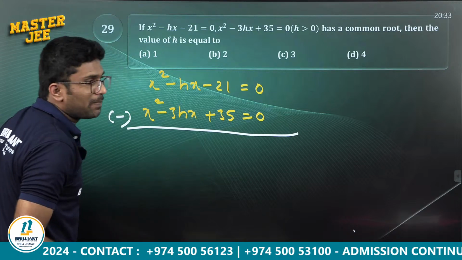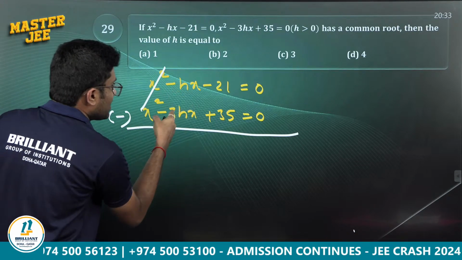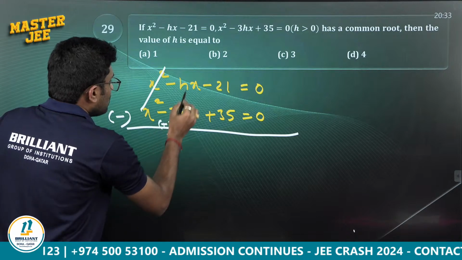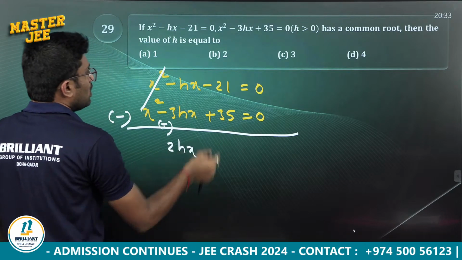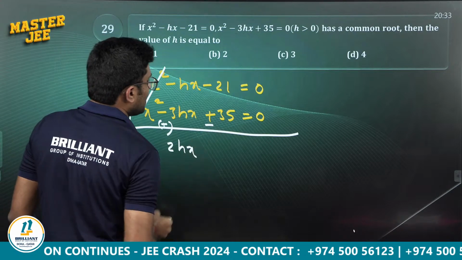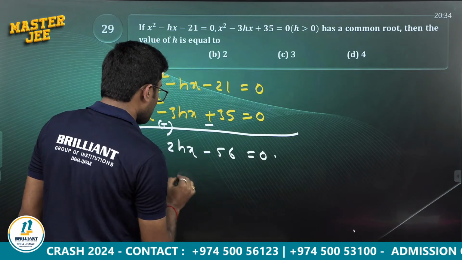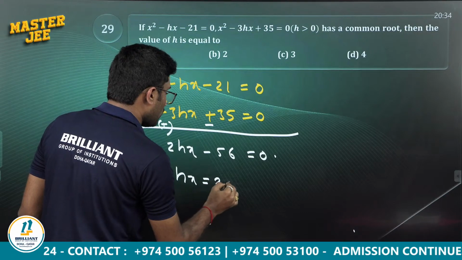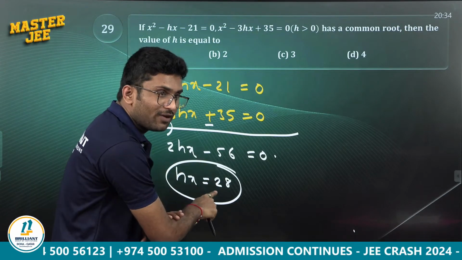Now if you are going to subtract, what happens? You see, x square minus x square gets cancelled. Minus hx plus 3hx, you get 2hx. Minus 21 minus 35, you get minus 56 is equals to 0. So hx will be equals to 56 by 2. You get 28. Okay, h is 28 value.